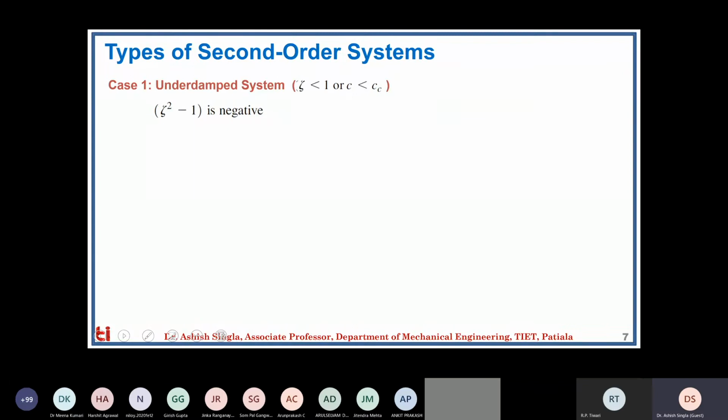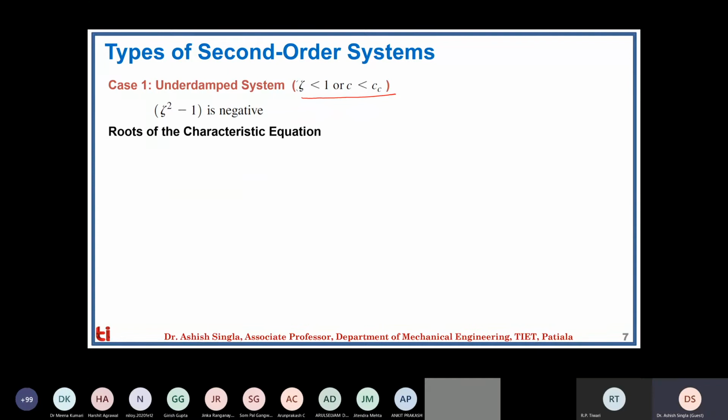So after finding the roots, now we have to find out the types of second order system, how the system behaves, how the performance of the system changes if the value of zeta changes. We have 4 cases. The first case is the one where the value of zeta is less than 1. That is called the under damped system. So in nature, every system is an under damped system, whether it's a bat, or a building, or a lathe machine, anything.